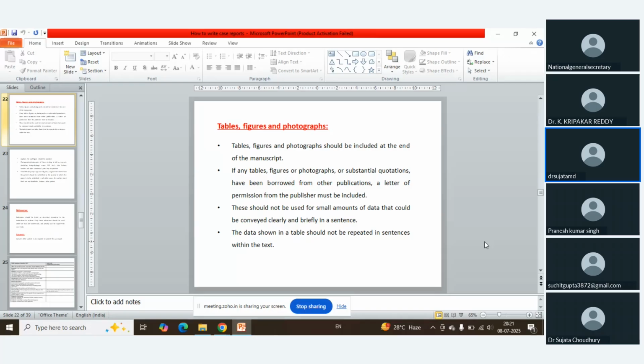And tables, figures, and photographs, if they are included in the article, may be included at the end of the article or manuscript. And all the tables, figures, and photographs should be well captioned. They should not be used for a small amount of data that could be conveyed clearly and briefly in a sentence. If the data are small, then we can write them in a sentence. No need to give them in tables or any elaborate ways. And data shown in a table should not be repeated in a sentence. If we are giving the values in tables, they should not be repeated in a sentence also.